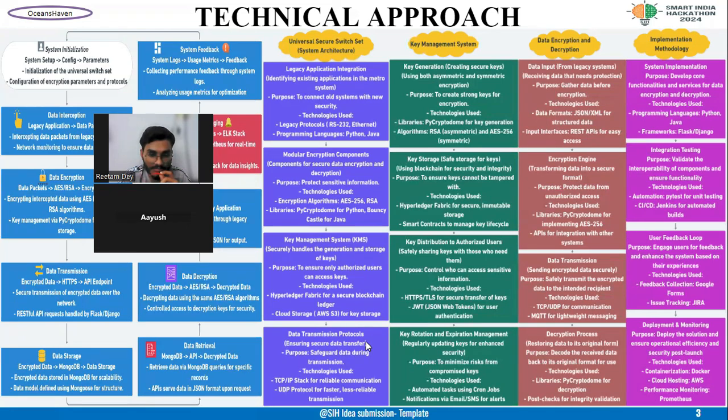And then comes data transmission protocols, which ensure secure data transfer. The purpose is to safeguard data during transmission. The technologies used are TCP/IP for reliable communication, and the UDP protocol for faster, less reliable transmission.